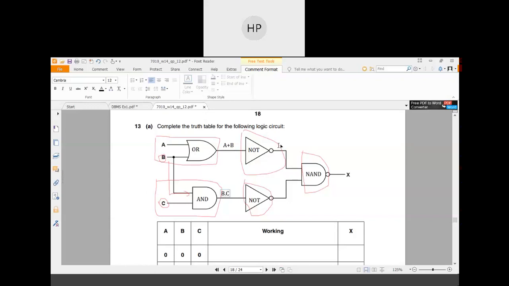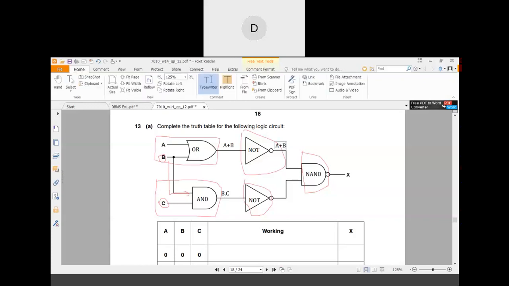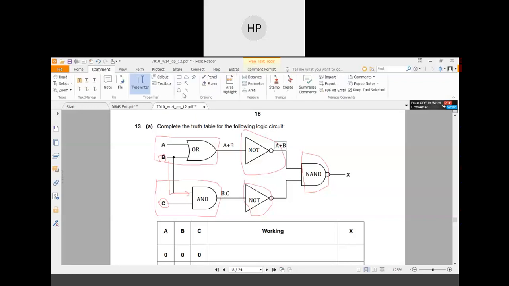This A plus B goes through the NOT gate. What happens? It becomes inverted. A plus B will be inverted. How do we indicate the inversion? For A plus B, we draw a bar on top, like this: A plus B bar.